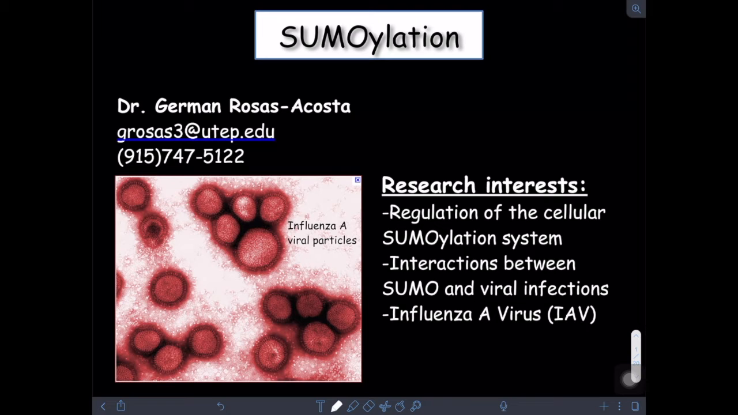I am Dr. Germán Rosas-Acosta, and my research interest is on the regulation of the cellular SUMOylation system, specifically how the cell is capable of modulating global SUMOylation levels, as well as the interactions that are established between the SUMOylation system and viral infections, specifically making a special emphasis on the Influenza A virus.